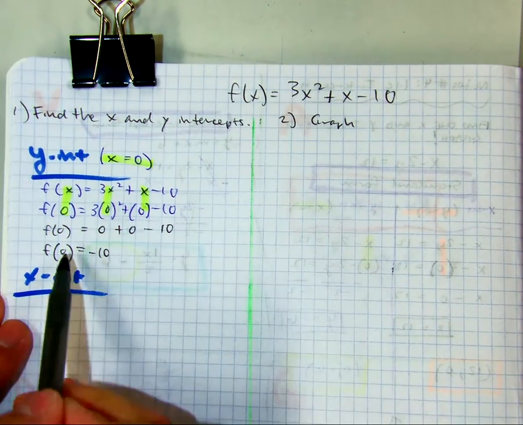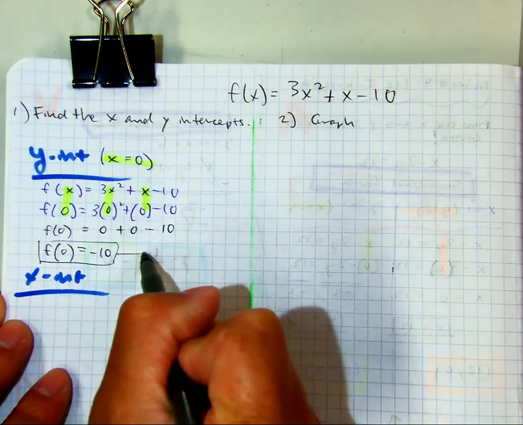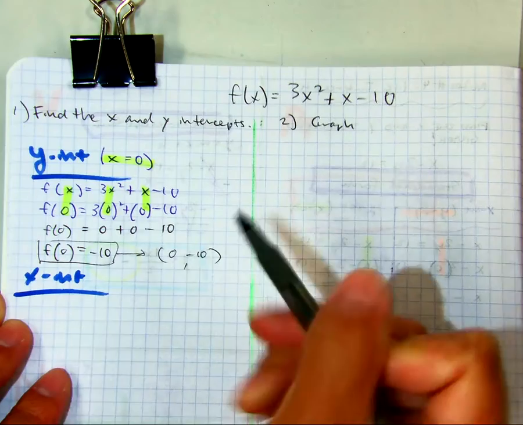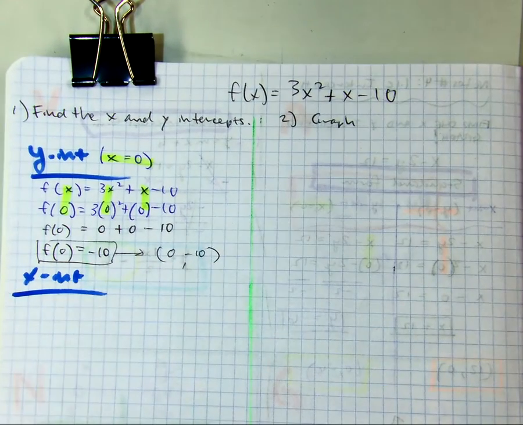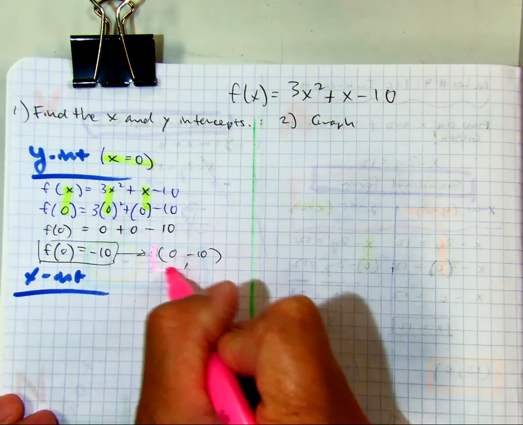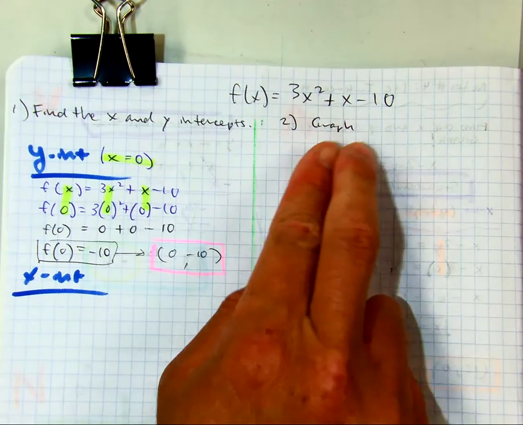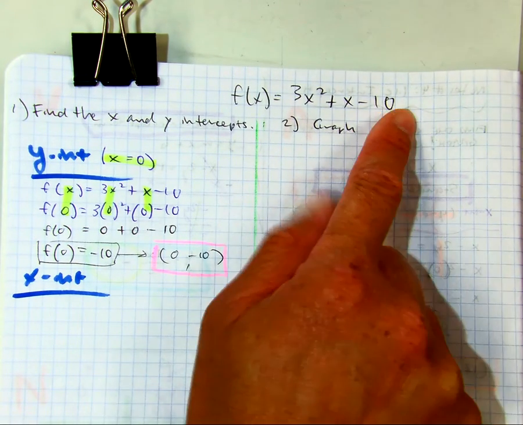Okay, so this is function notation. Basically what this says, what ordered pair is this? Do you see how it's the same? Your x value is 0 and your y value is negative 10. Raise your hand if you got that. If you think about it, for all polynomials, your constant, just whatever's at the end with no variable, is going to be your y-intercept. Question.